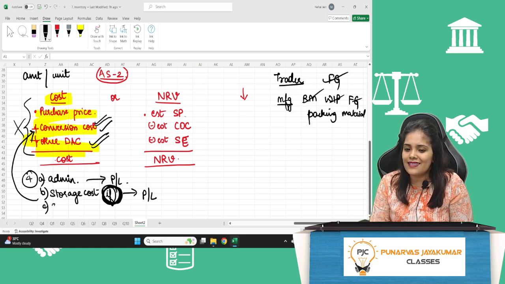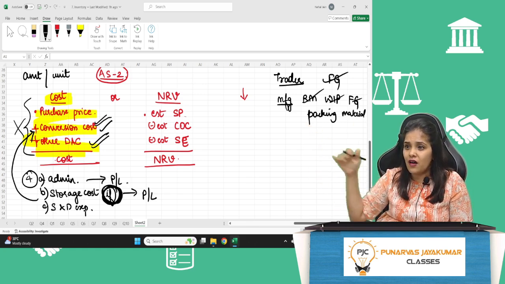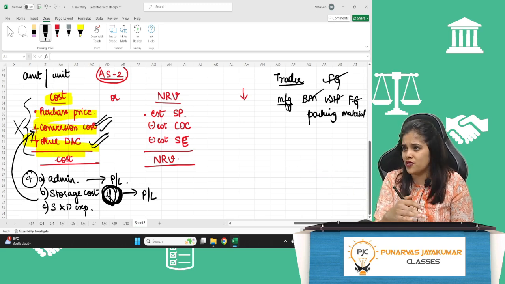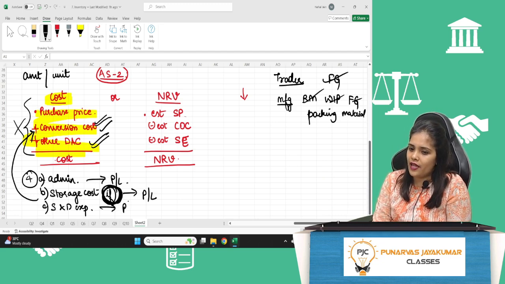Third one, selling and advertisement, the radio, all those are not necessary to bring the product to saleable condition. So it should be charged to expenses. Abnormal.